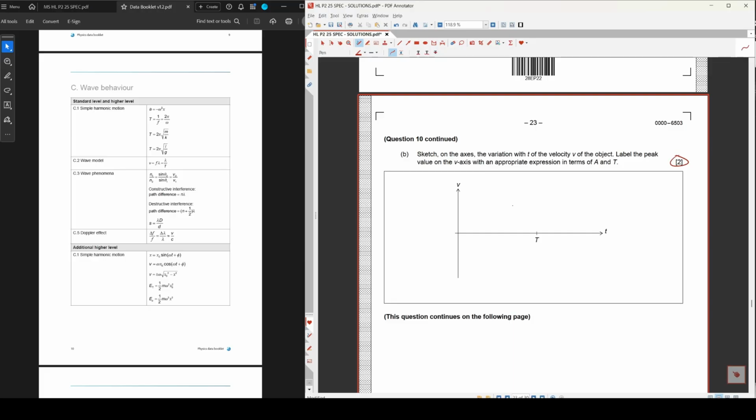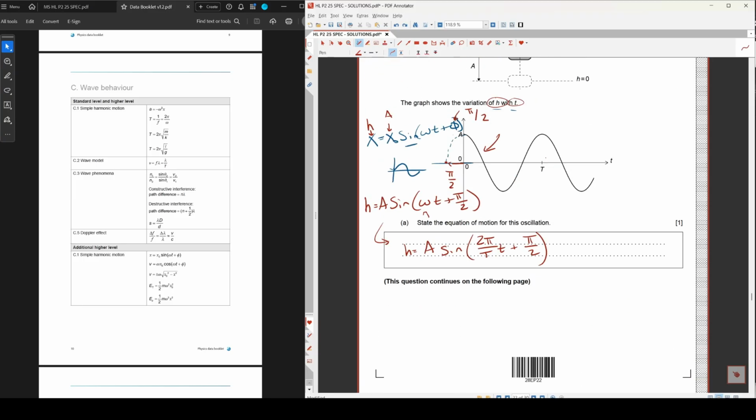Yeesh. Okay, this one's 2 points and is maybe nicer because we love motion graphs, right? Sketch on the axis the variation of velocity with time, labeled a peak value, with an appropriate expression. Here, at least they tell me, in terms of A and T. So, okay, I have a displacement versus time graph. I want to sketch a velocity versus time graph. This is great classic physics.